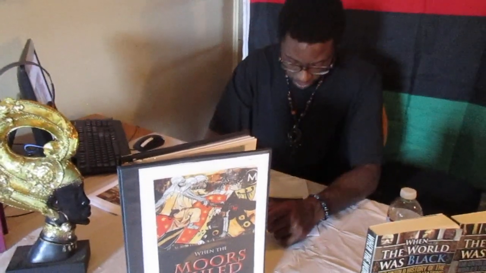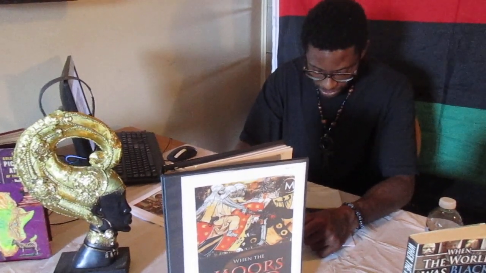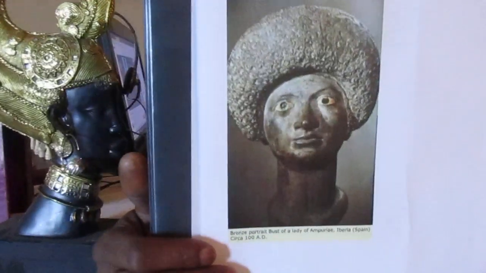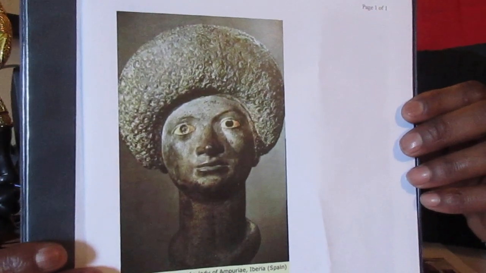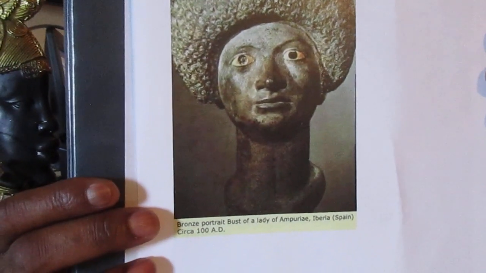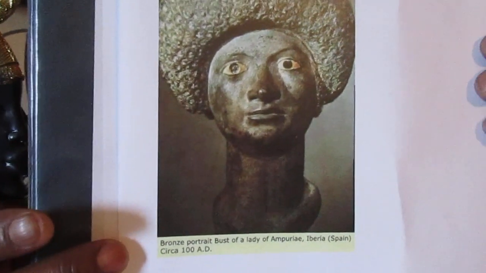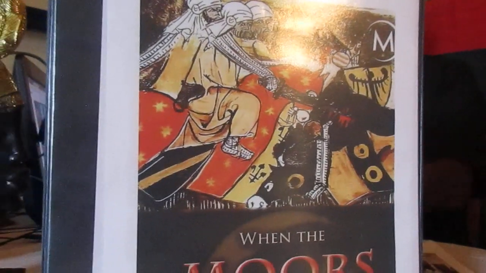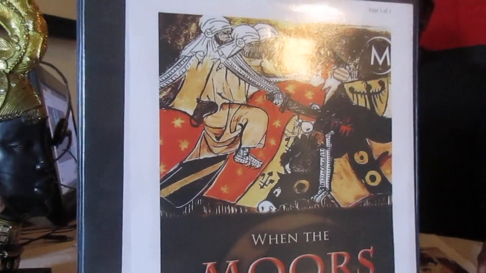This is a bronze portrait bust of a lady of Empuries, Iberia, Spain, circa or around 100 AD. And AD does not stand for after death. AD stands for Anno Domini, which is Latin for the year of our Lord. Very Africoid. Very African. Very Moorish. Black Moor. Here's another historical painting called The Changer, Rudolph Ernst, from 1854 to 1932.